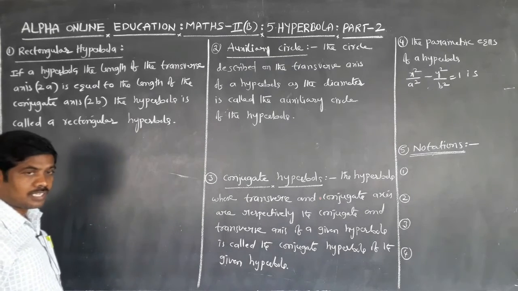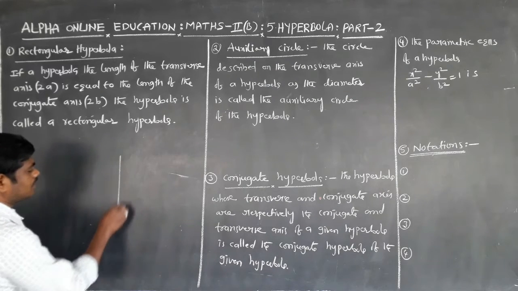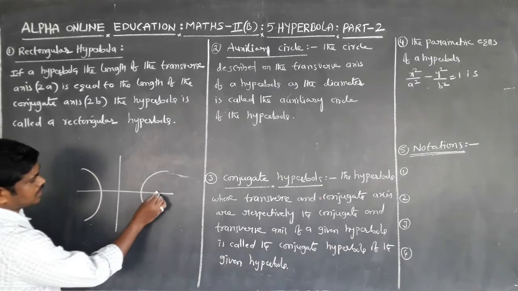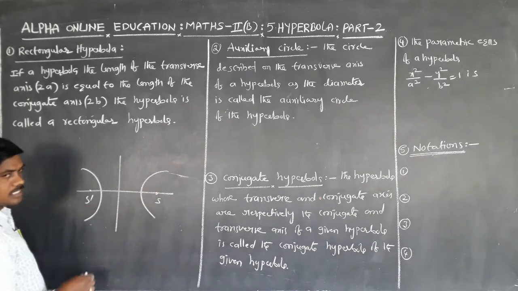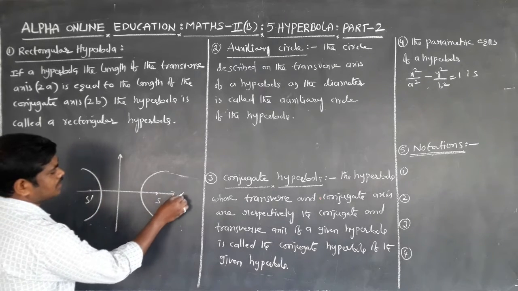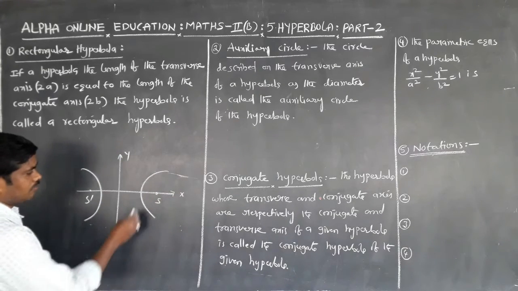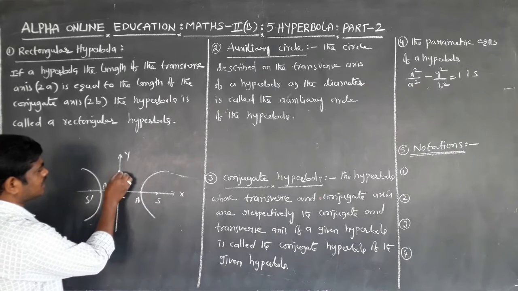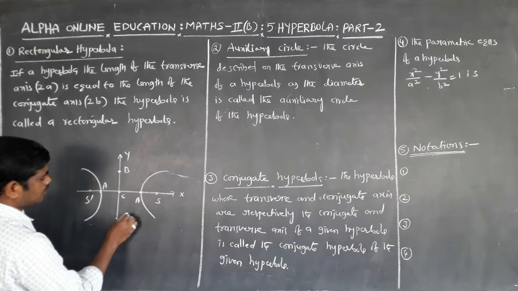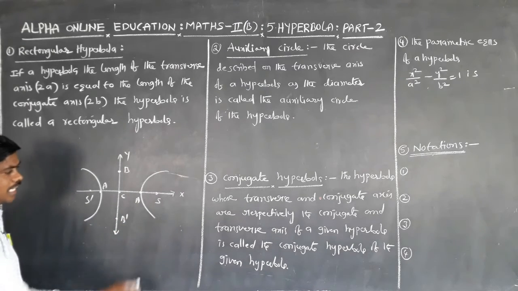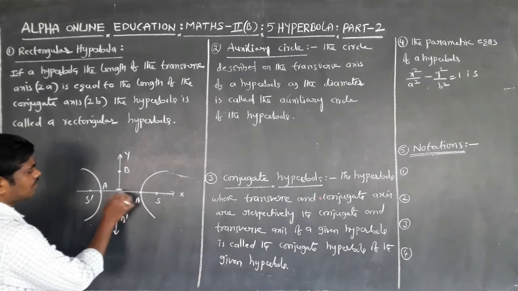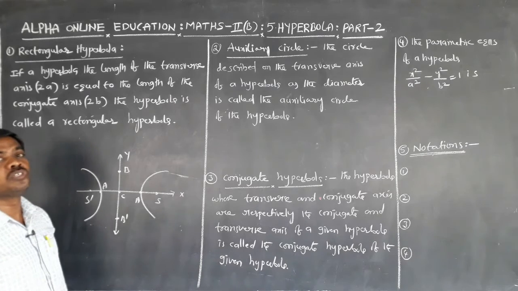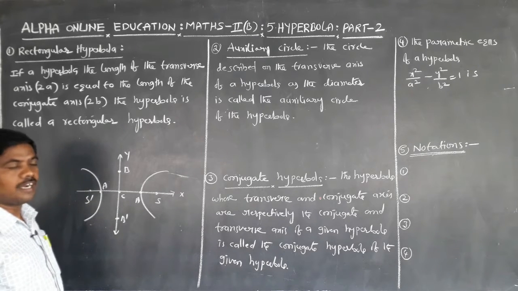This is the diagram of the hyperbola. This is the focus S, this is the focus S dash, this is the x-axis, this is the y-axis, this is the A, this is the A dash, this is the center, this is the B, this is the B dash. Here AA dash is the transverse axis, BB dash is the conjugate axis of a hyperbola.